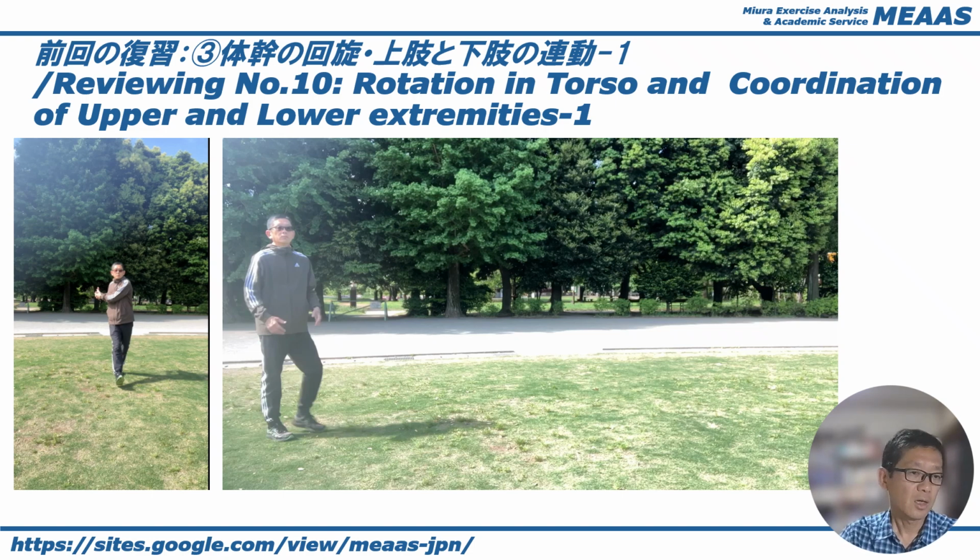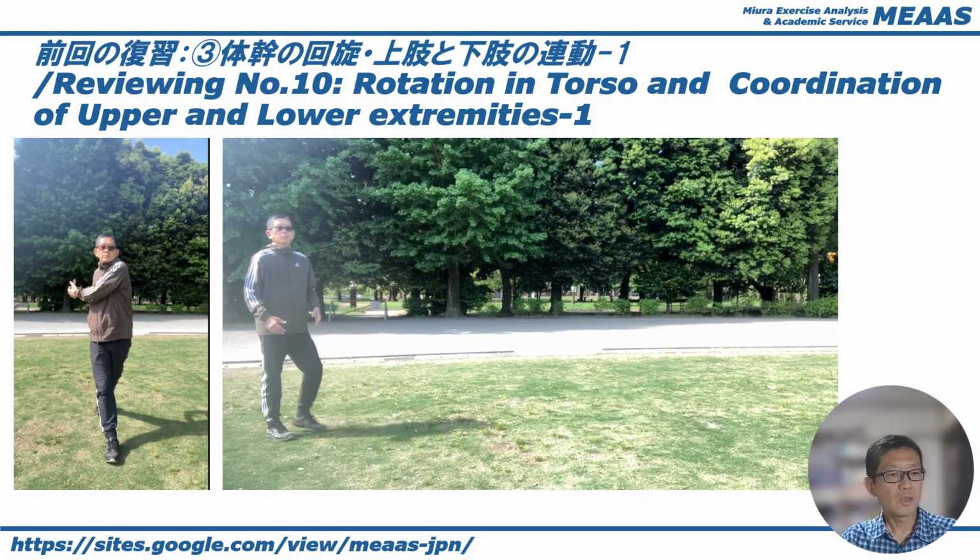For the leg, you walk crossing your leg, left foot put on the right side, and right foot put on the left side. With this crossing movement of foot, you can rotate largely in this articulation, and you can learn the rotation and coordination of upper and lower extremities.